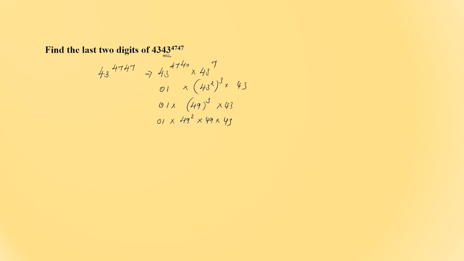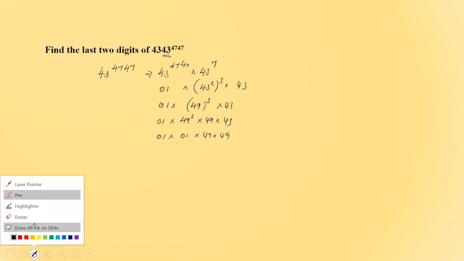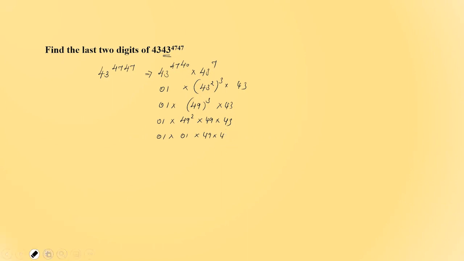Now 49 square, the last two digits of this number would be the same as 1 square because it is 50 minus 1. So 01 into 1 square again is 01 into 49 into 43. So the last two digits of this number would depend upon the product of 49 into 43. The last two digits would be 07 for this. So the answer for this was 07.